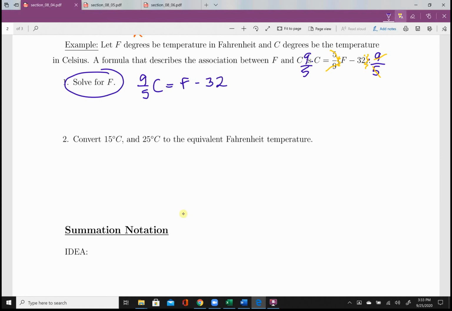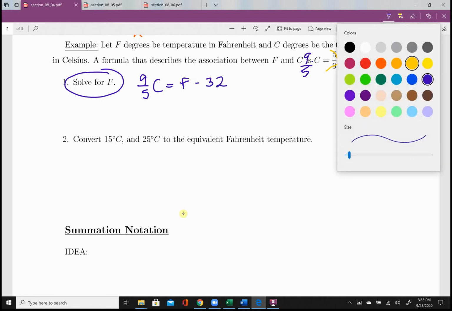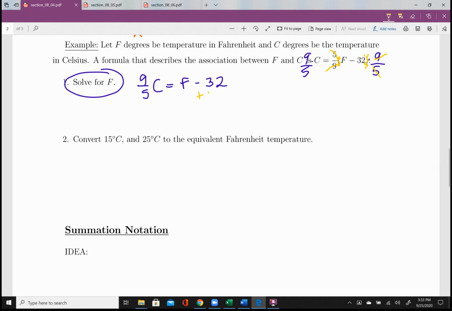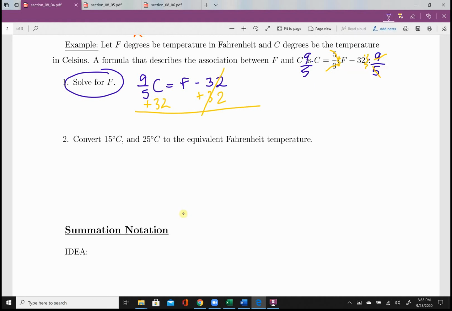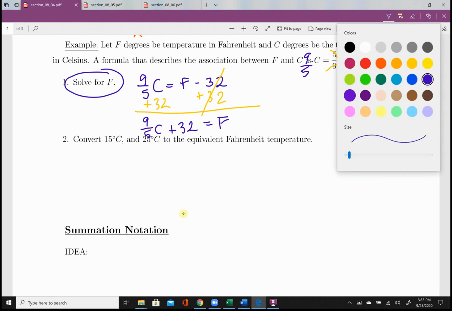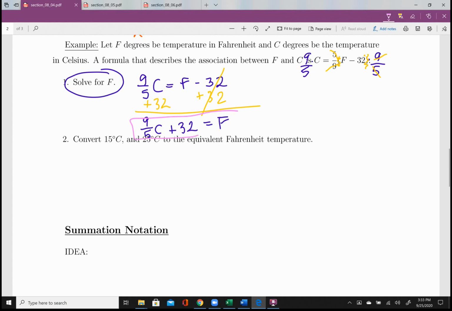I just have one more step that I need to take, and that's going to be adding 32 to both sides. Add 32. And this 9/5 C and the 32 constant term cannot be combined, so don't even try. Just go ahead and say that your F is going to be equal to 9/5 C plus 32. And you can call that done. All right, let's go ahead and box that up in pink, so pretty. Okay, so that takes care of part one.